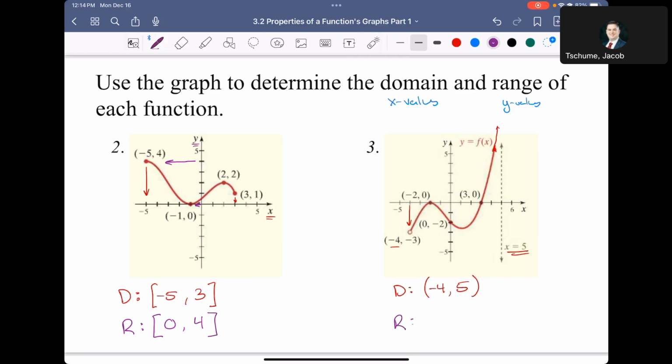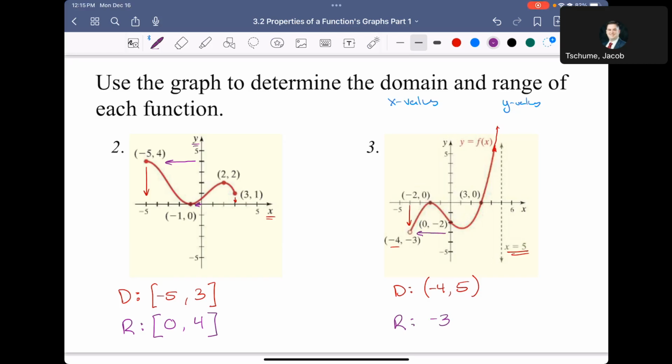Similarly, let's do the range one more time. So now I'm focused on y values. So I'm looking for the lowest point on the graph, which happens to be the same as the left point, but I'm going to approach it from a y value standpoint. The y value there is -3.